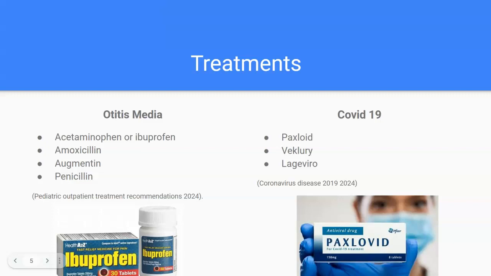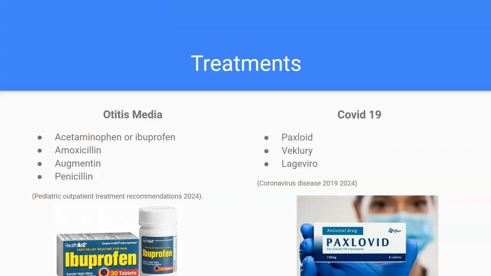Some treatments for these pairs: acetaminophen or ibuprofen are a good start for treatment for otitis media. These are common anti-inflammatory pain relievers. If that does not fix the pain, then patients can go to their doctor and be put on amoxicillin. If that does not work, they can move to Augmentin. Penicillin is also a good option. However, there are no antibiotics that will reduce the frequency of this infection.